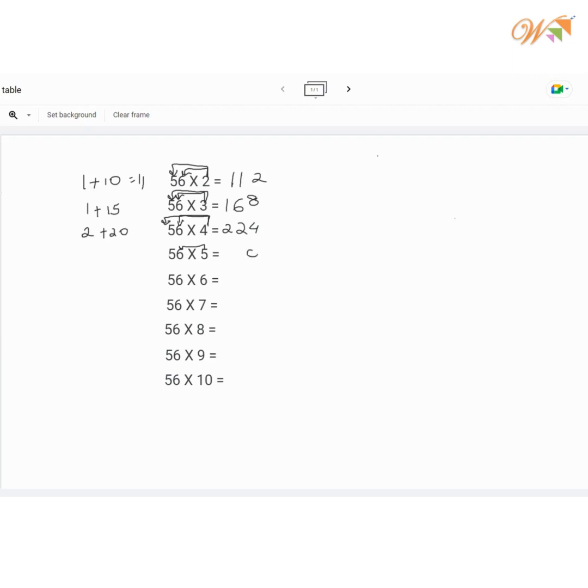5 times 6 is 30, 3 in your hand. 5 times 5 is 25, 25 plus 3, 28. 6 times 6 is 36, right? 6 over here, 3 in your hand. 5 6s are 30 plus 3 is 33. 7 times 6 is 42, so write 2 over here, 4 in your hand. 7 times 5 is 35, 35 plus 4 is 39.